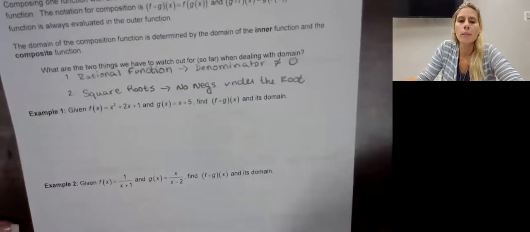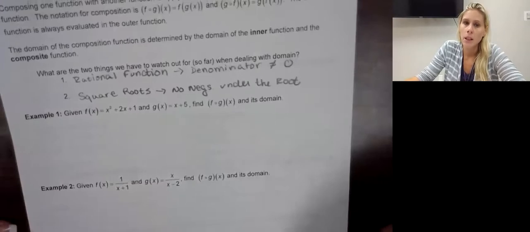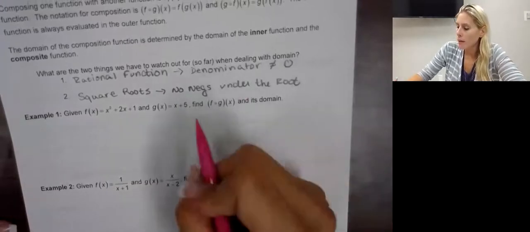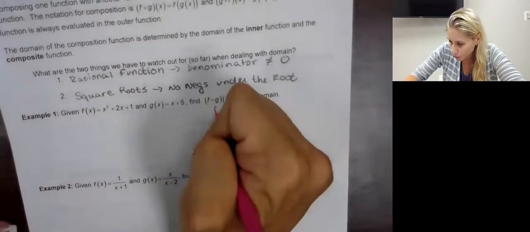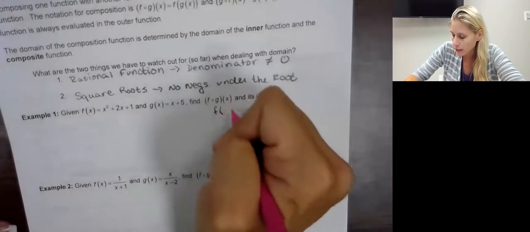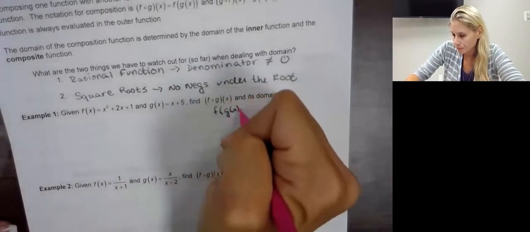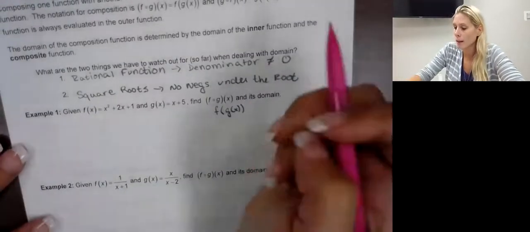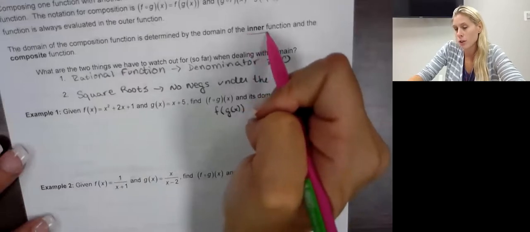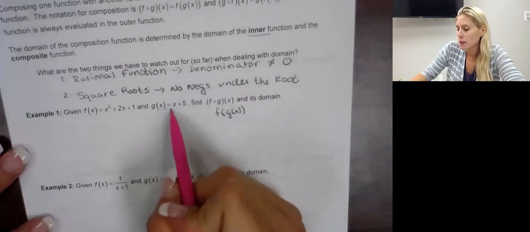In example 1, we have f of x equals x squared plus 2x plus 1, and g of x equals x plus 5. So I'm going to find f composite g. Again, I rewrite this first, knowing that f is on the outside, g is on the inside. Then before I even do the composite, remember, when dealing with domain, I have to look at the inner function first. So the inner function is this g of x.